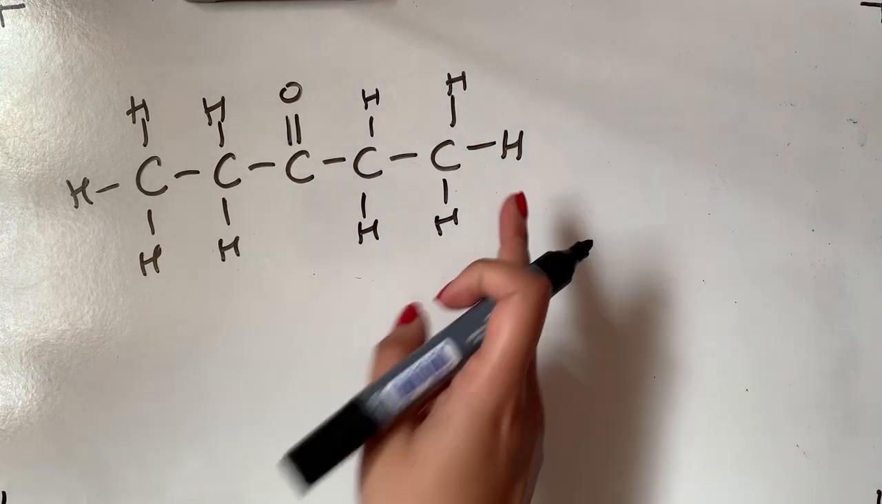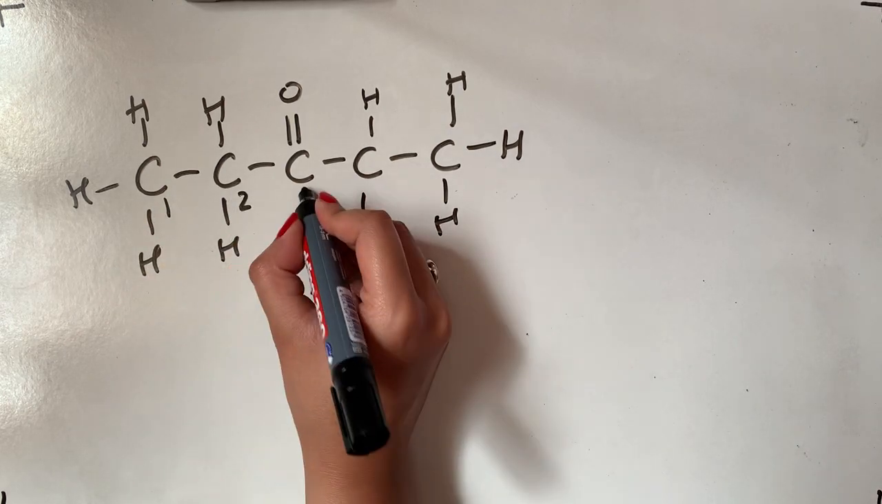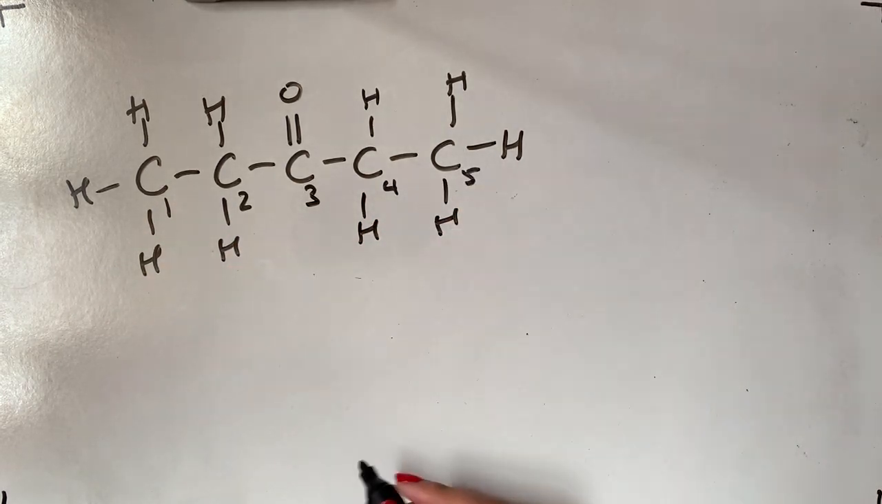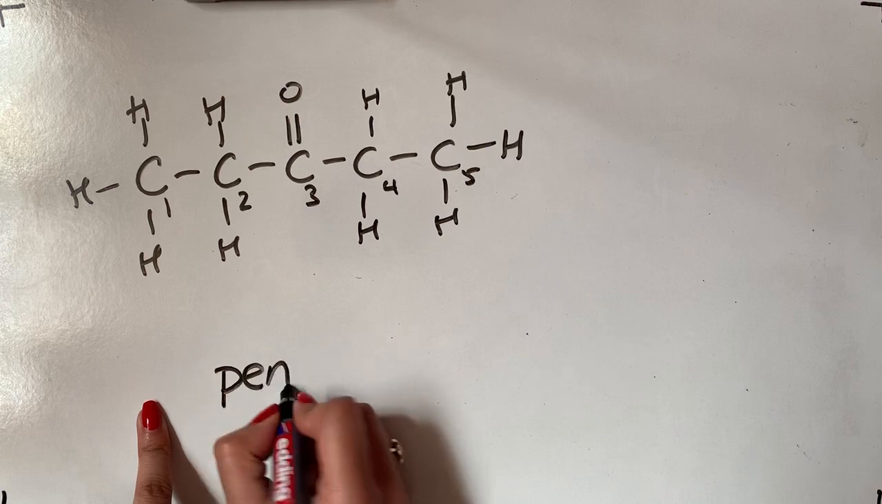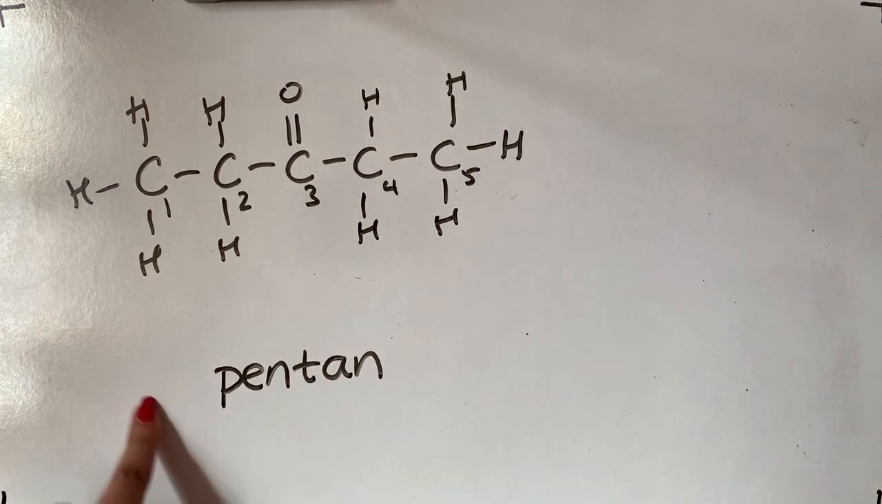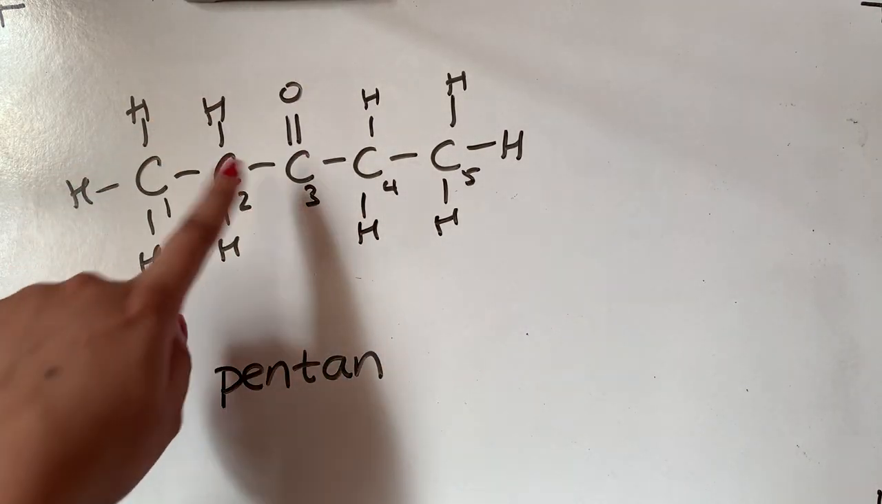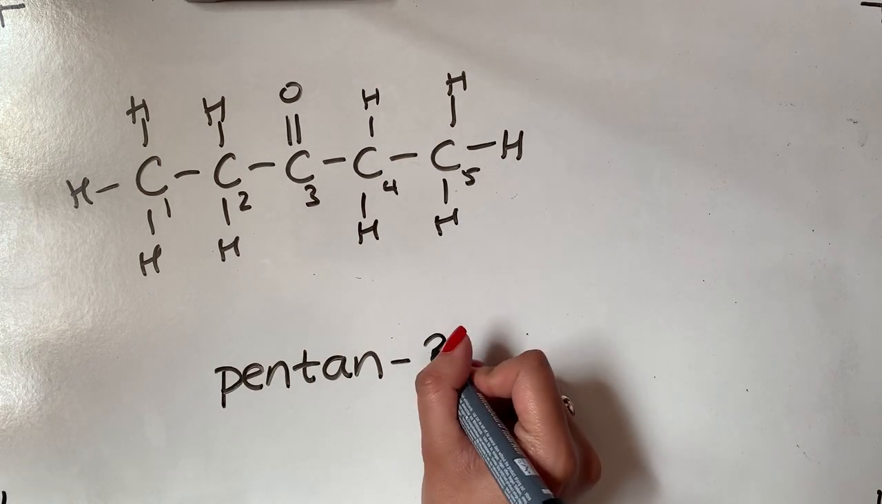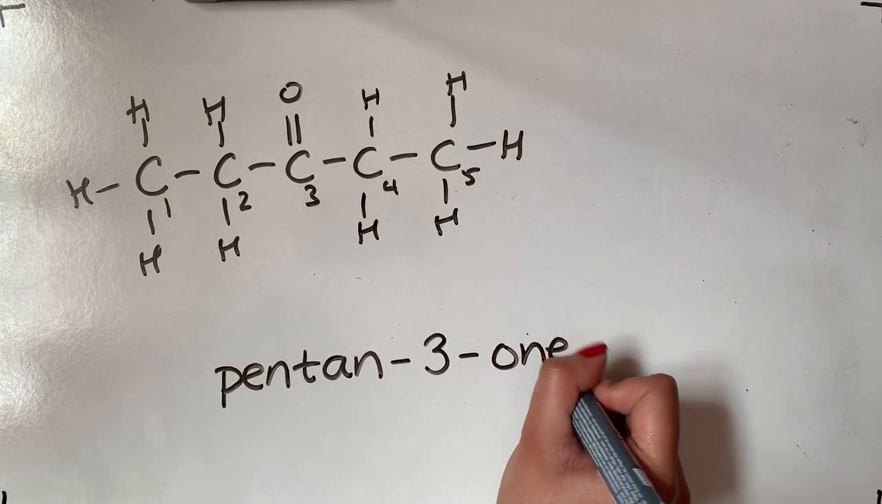It doesn't matter where we start numbering from because it is symmetrical. So 1, 2, 3, 4, 5. So 5 carbons mean it's got pentan to start off with. The carbonyl is found on carbon number 3. So this is pentan-3-one, like that.